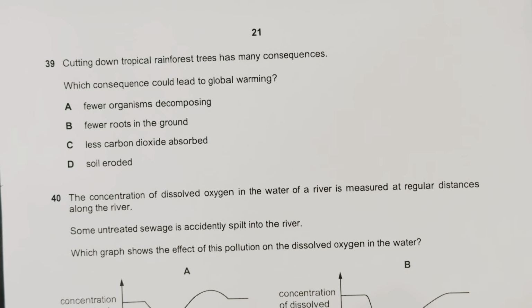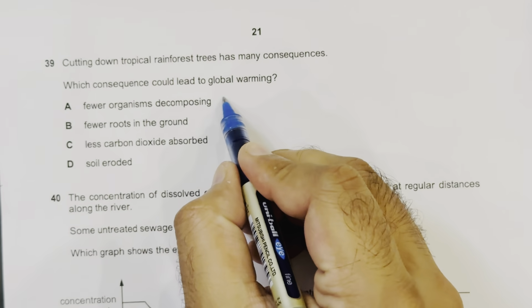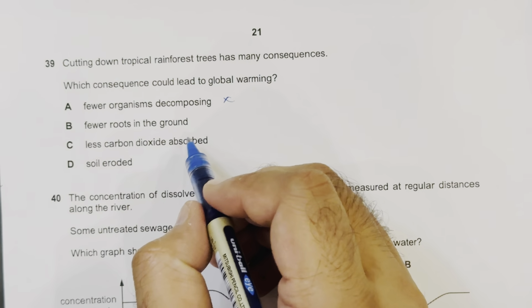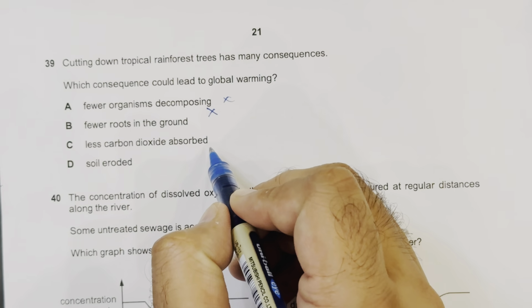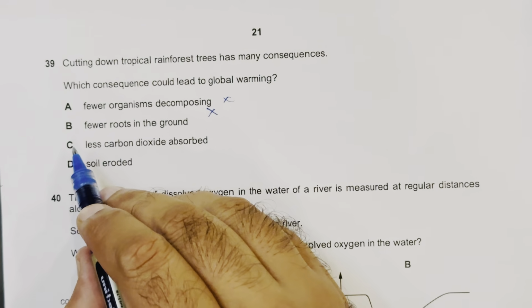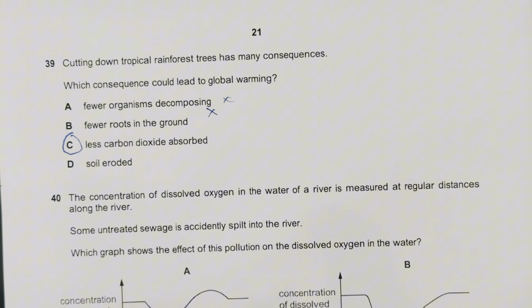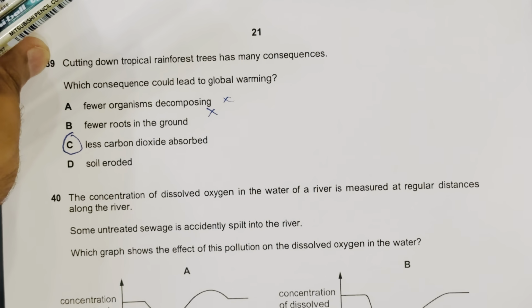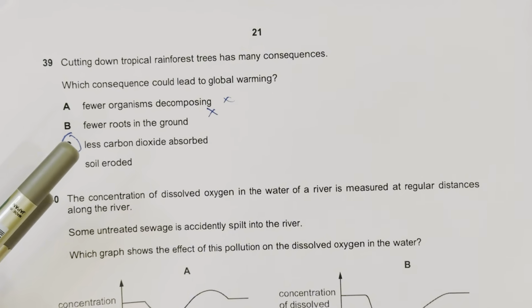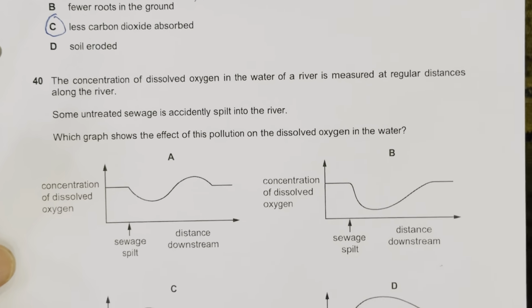Cutting down tropical rainforest trees has many consequences. Which consequence could lead to global warming? Fewer organisms decomposing? No. Fewer roots in the ground? No. Less carbon dioxide absorbed? Yes, this is the right answer. If the environment contains more carbon dioxide, it will increase global warming because it is a greenhouse gas. Moving to question number 40.